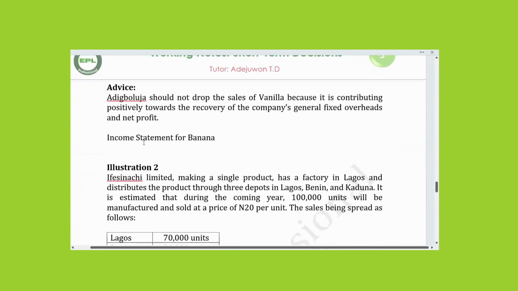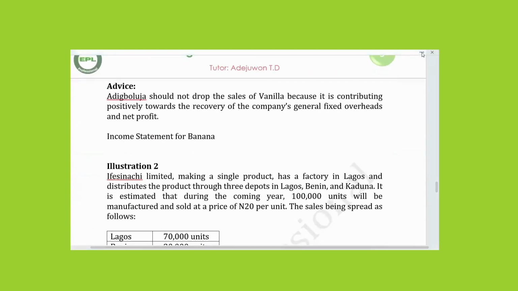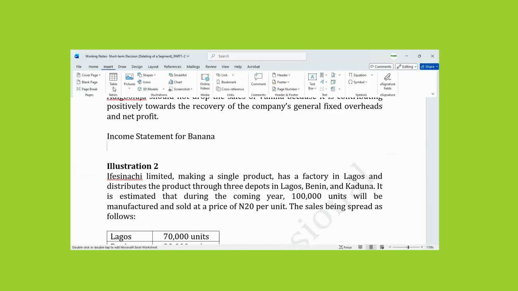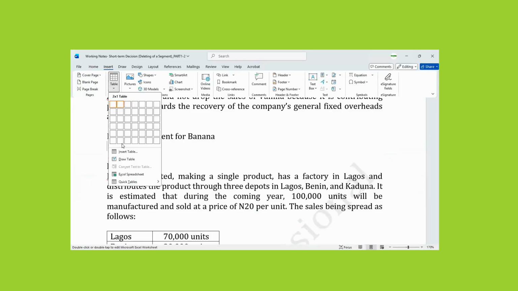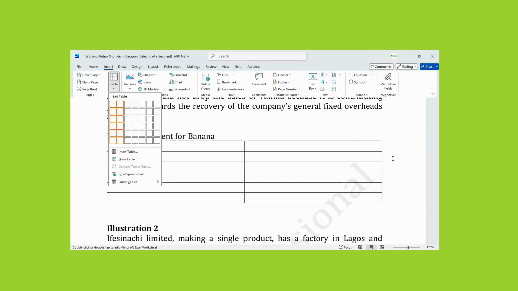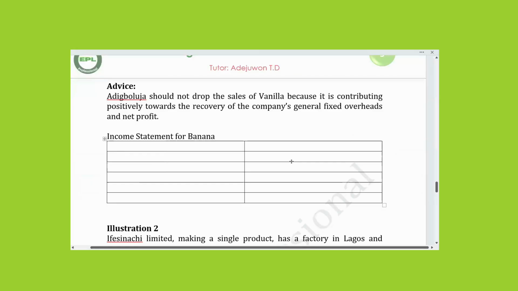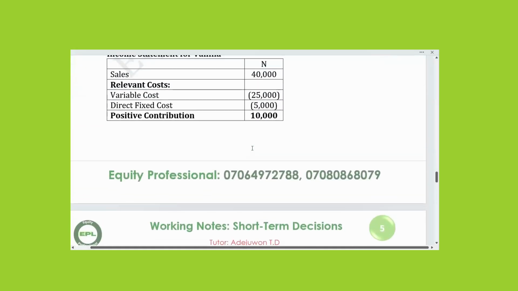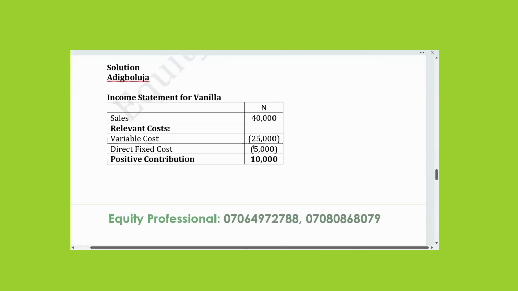Yes, it's clear. But I still want to get something right. In the general statement that is up there in the table, you will see that we also use vanilla's variable cost. So if we delete vanilla, the variable cost that we use in the general calculation will also not be there. If you look at vanilla's variable cost, which is 25,000 naira, so what about it?